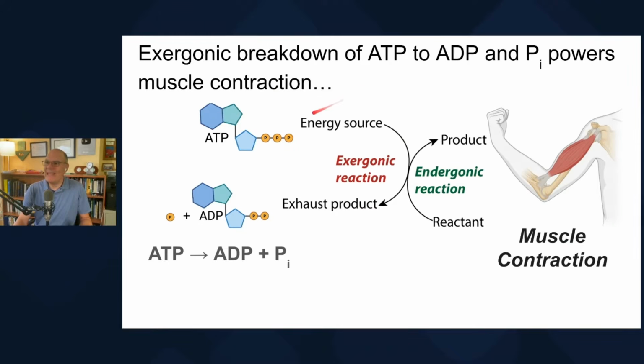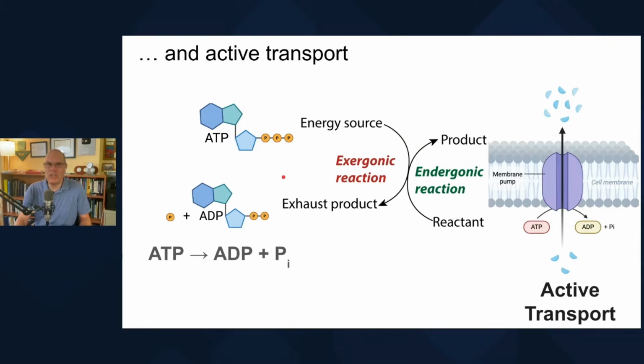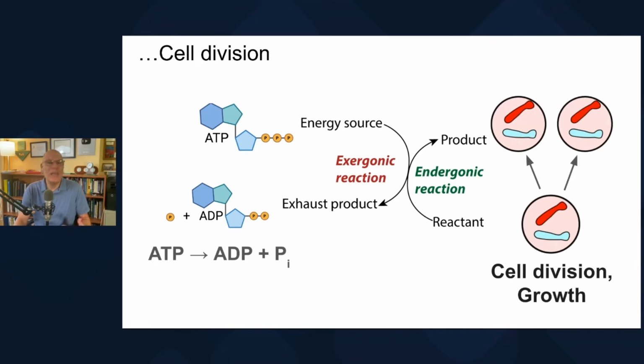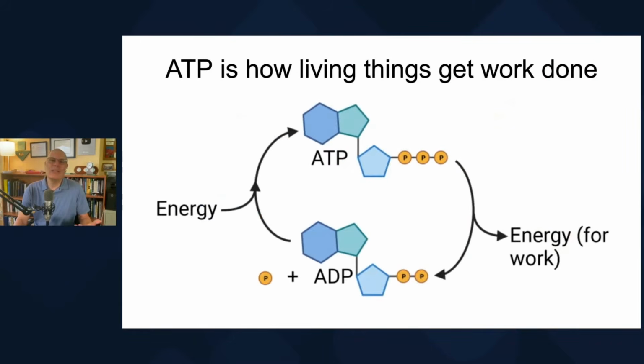The breakdown of ATP to ADP and phosphate powers muscle contraction. It powers active transport. It powers dehydration synthesis reactions. It powers cell division. It powers how life gets pretty much everything done.